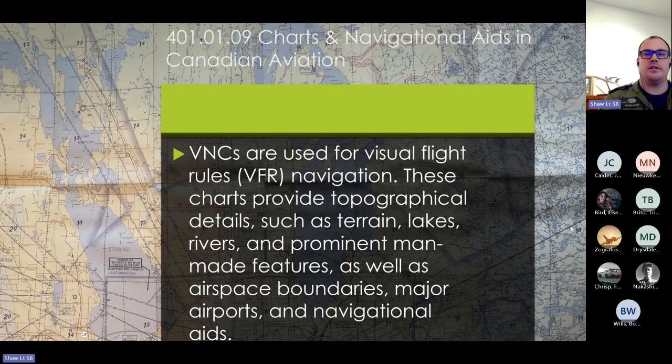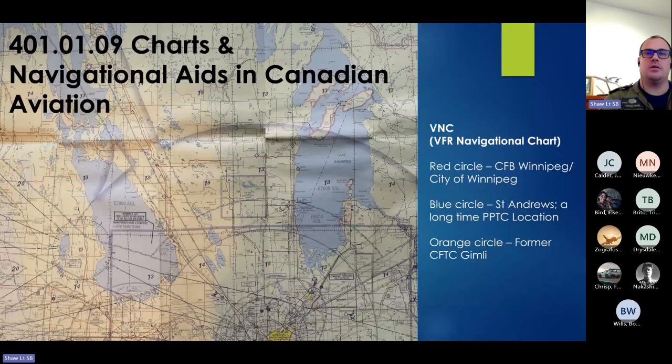Let's see if they give examples here. On our VNC, we have the red circle, which is CFB Winnipeg or the city of Winnipeg. You can see right at the bottom, that yellow blob where it says Winnipeg is obviously the city of Winnipeg. The blue circle is St. Andrews Airport. For those of you applying for power, lots of years they have power in St. Andrews. And the orange circle is where Cadet Flight Training Center Gimli used to be.